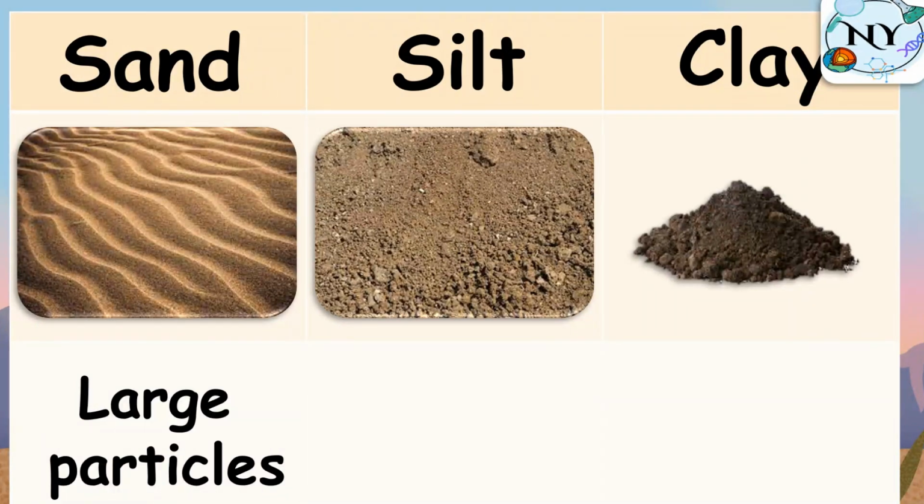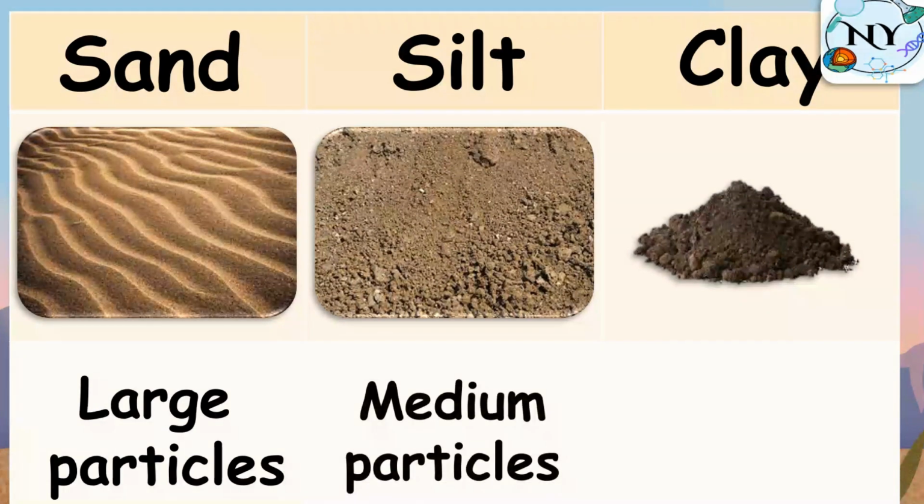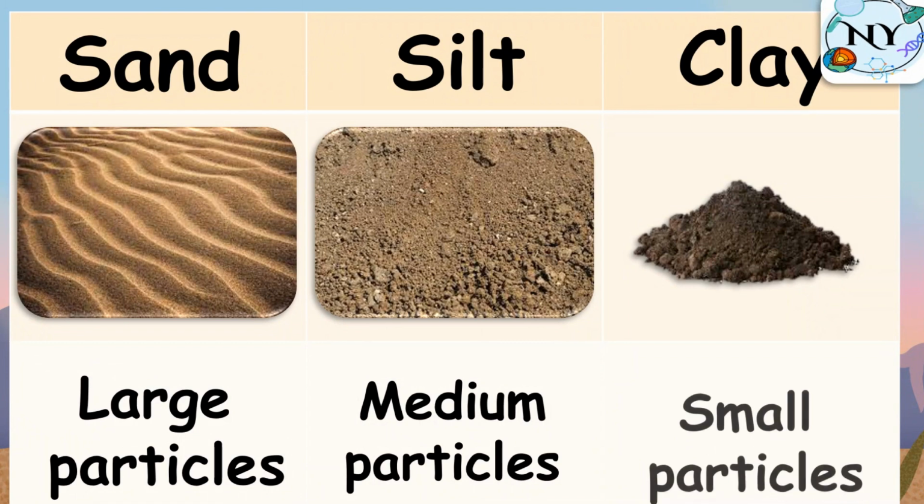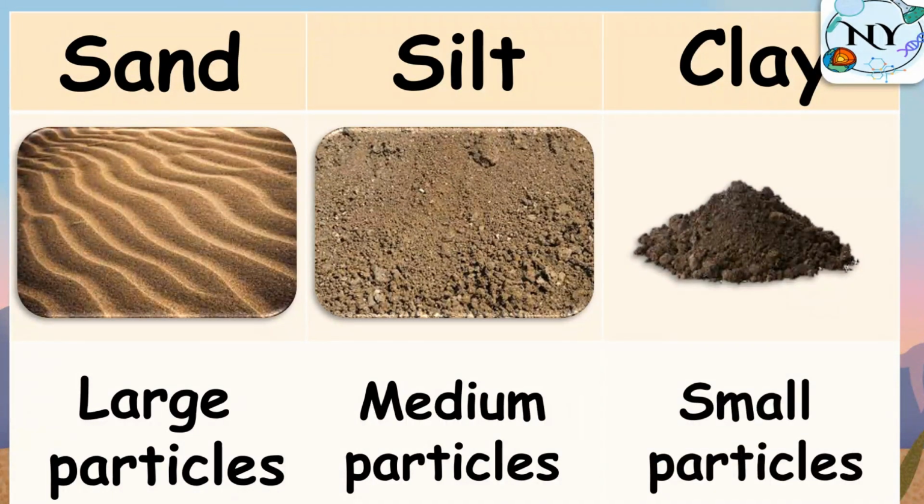What about silt? The keyword of silt is medium. It has a medium size of particles. It has medium spaces among particles. Finally, clay has a small size of particles. So, to know everything about the three types of soil, we are going to do this simple activity.